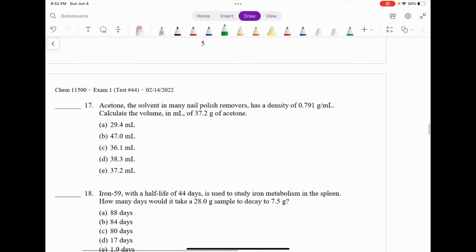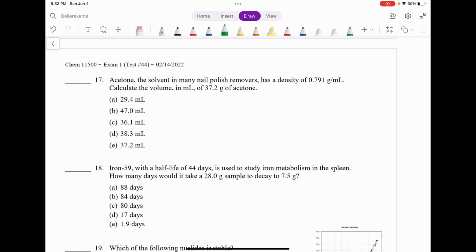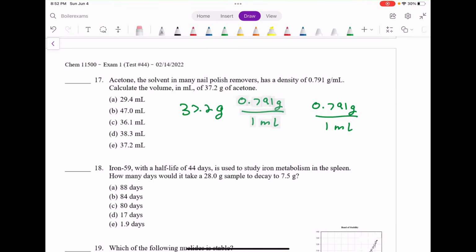Okay, 17. Acetone, the solvent in many nail polish removers, has a density of that number. Calculate the volume in milliliters of 37.2 grams of acetone. Okay. Unit conversion problem. We have 37.2 grams of acetone. I'll write it out. And we know that there are 0.791 grams in 1 milliliter of acetone. Okay. So we have these two things.